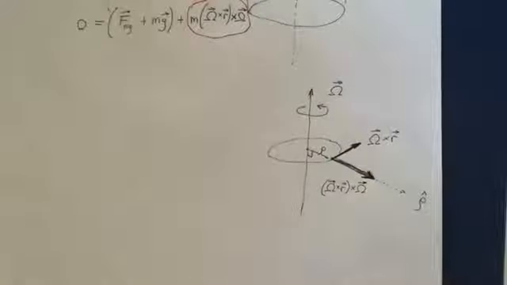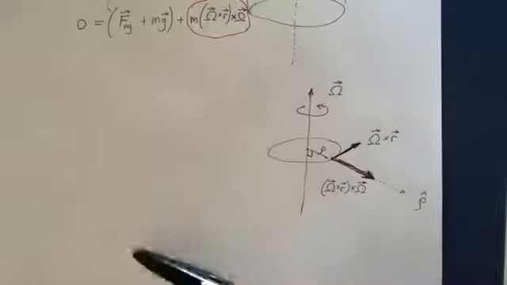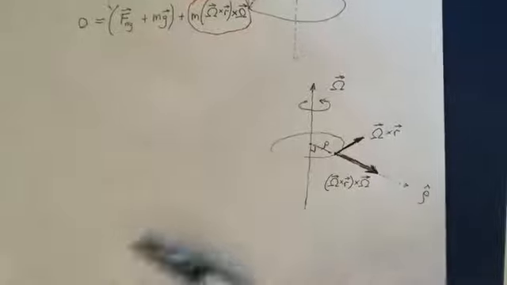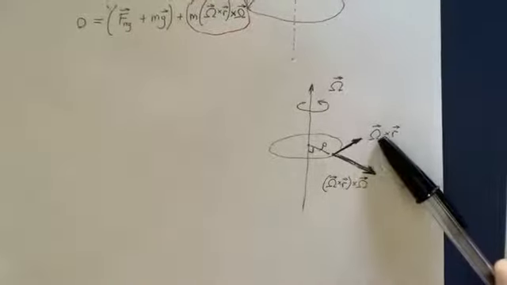Okay, now these two vectors have different units. There's no way to say that one is longer than the other because they have different units. You cannot compare the lengths of two vectors that have different units. This omega cross r has units of meters per second.